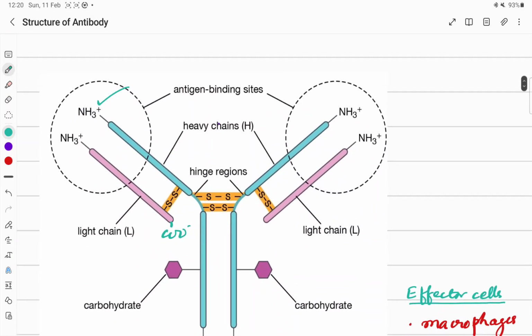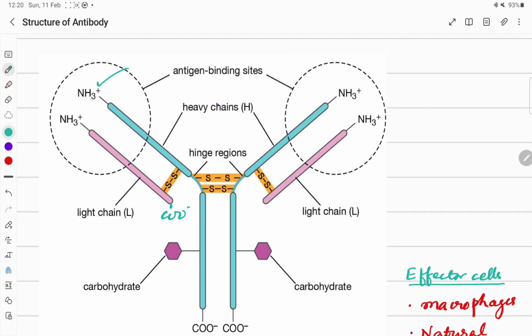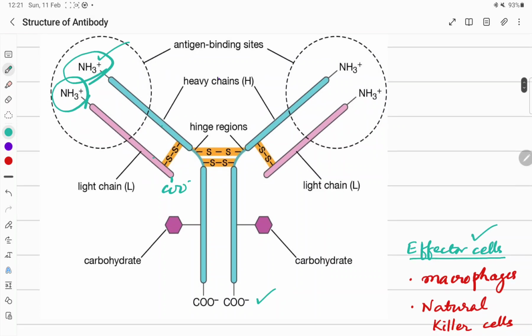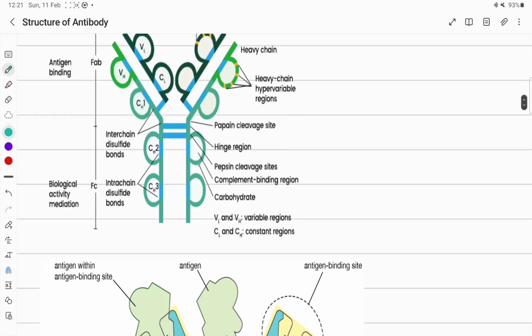This hypervariable region is present at the amine end of the heavy chain as well as the light chain, and this other end is the carboxyl end, COOH end. To this end the effector cells bind, because effector cells like macrophages and natural killer cells have Fc receptors, to which this Fc part binds, so that there will be the activation of the biological activity mediation.